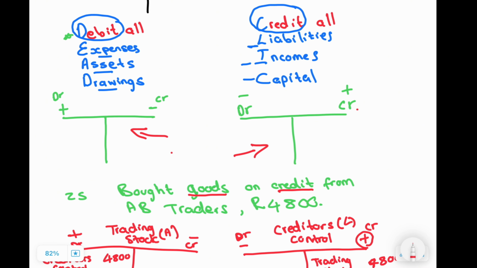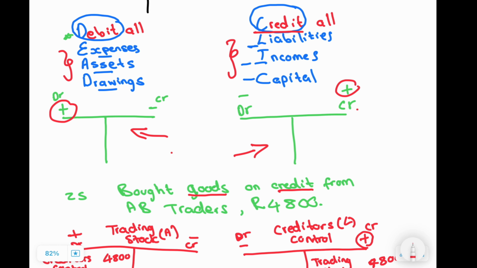DEAD stands for debit: all your expenses, your assets and drawings, meaning these three main accounts, increase on the debit side. Obviously, if they increase on the debit side, it means they will decrease on the other one. And then the CLIC means that all these three accounts, liabilities, income and capital, increase on the credit side. Just don't forget it.